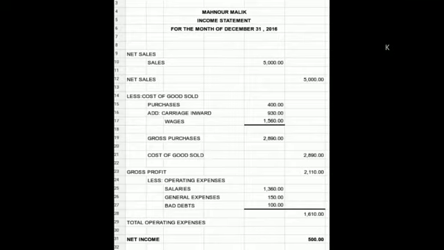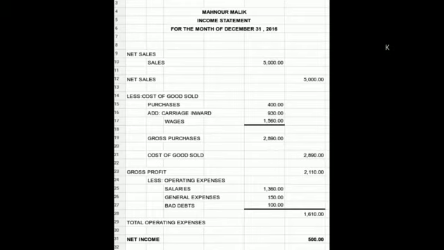So less the operating expenses. Our operating expenses is salaries, general expenses, and bad debts. So we have a 1,360 in salaries, 150 in general expenses, and 100 in bad debts. So our total operating expenses is 1,610, less to our gross profit of 2,110. So our total net income is 500.